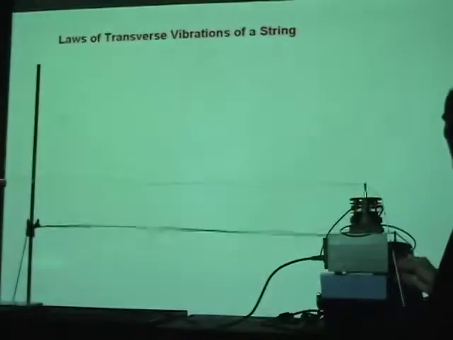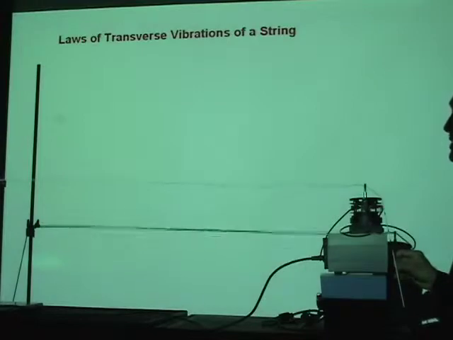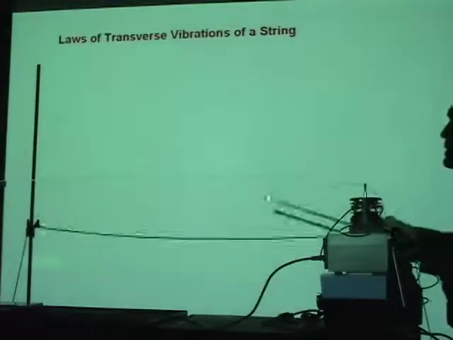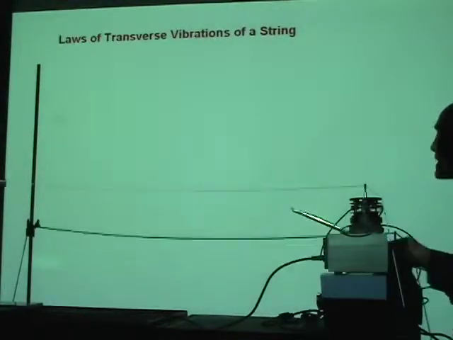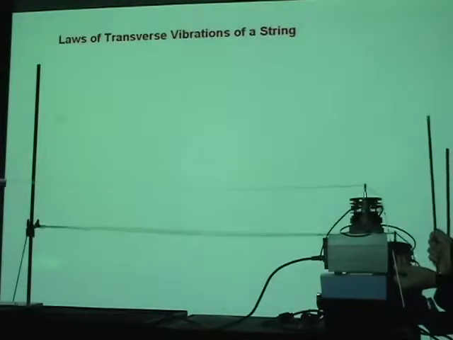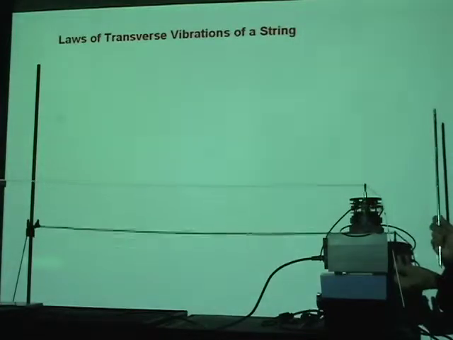The string is actually vibrating in 2 loops. So this is the second harmonic. Let's go and have a look at the first harmonic. There you are. That is the first harmonic. You have the string vibrating in 1 loop. And now, if I change the frequency, you can see that disappears.